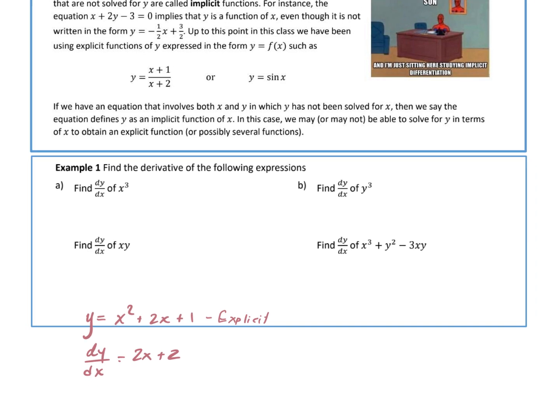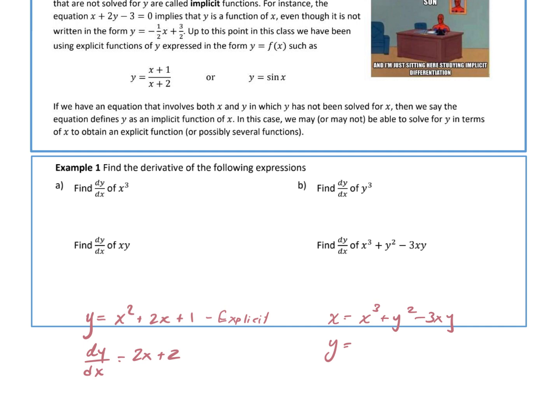Well, sometimes it's difficult to solve for just y equals. So let's say, for example, we had x equals x cubed plus y squared minus 3xy. To rewrite this and turn it into y equals all x's on the right-hand side so we could derive it is complicated to do. That's where implicit differentiation comes in handy.